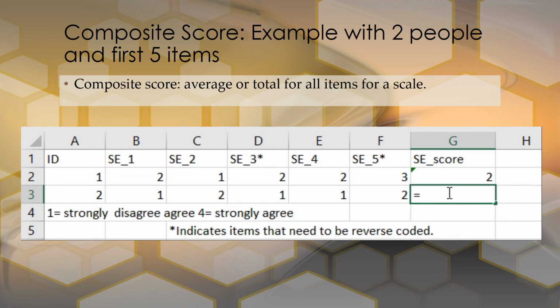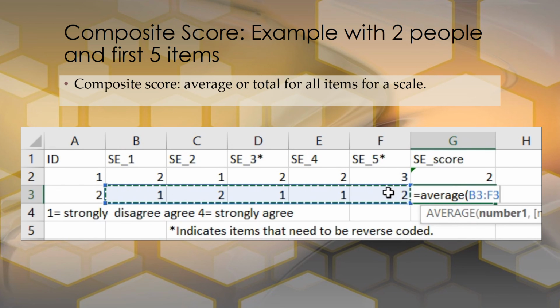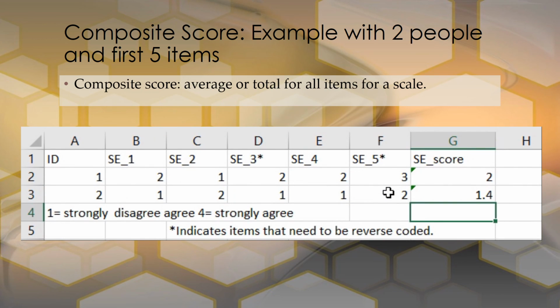So they had pretty low self-esteem according to this scale. And then we're going to do the average for person 2. And their average is a 1.4. So they had an even lower score than person 1.